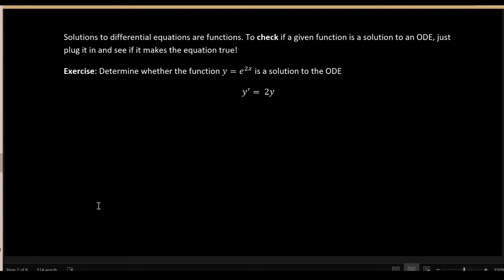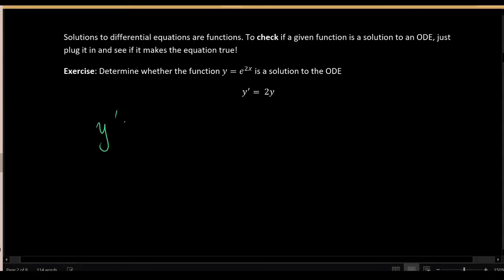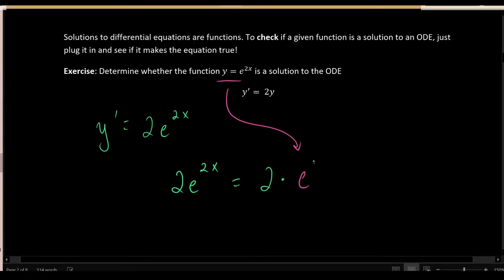This, for example, is very similar to the differential equation arising from short-term exponential population growth. Let's determine whether the function given by y equals e to the power 2x is a solution to this ODE. First, let's calculate y prime and figure out what that would be equal to. That's a simple chain rule calculation, 2e to the 2x. So let's plug that in for y prime on the left side. Meanwhile, on the right side, we have 2 times y, 2 times e to the 2x.